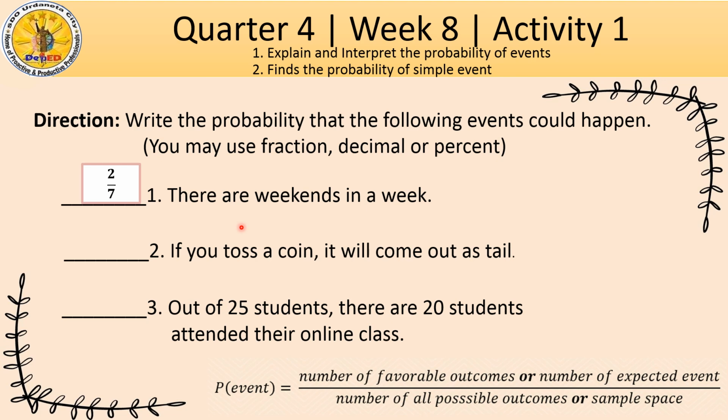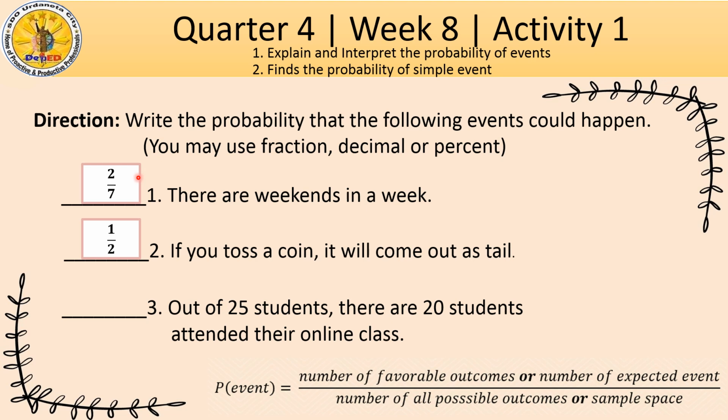How did we get 2/7? Of course, there are 2 weekends, and that is the number of favorable outcomes. We have 2 on the numerator because we have Saturday and Sunday as weekend. And for the number of all possible outcomes, there are 7 days in a week. So there are 2 weekends in a week. The answer is 2/7.